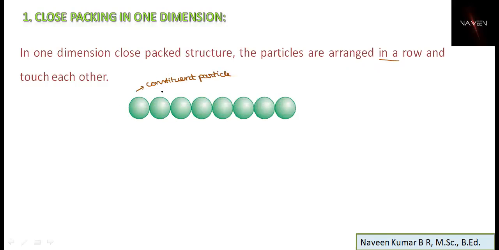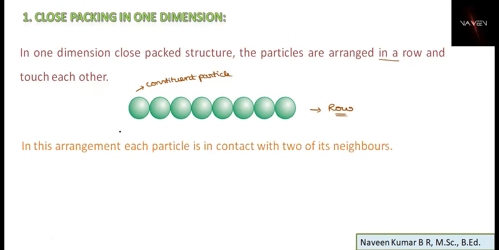Now such constituent particles, if they are arranged in a row, such an arrangement of all the particles in a row will give a one dimension structure. So one dimension structure indicates the arrangement of constituent particles in a row. So you can indicate this as a one dimension structure.